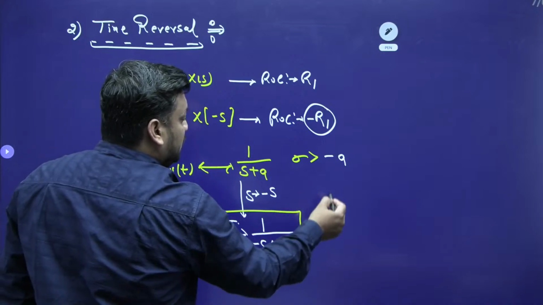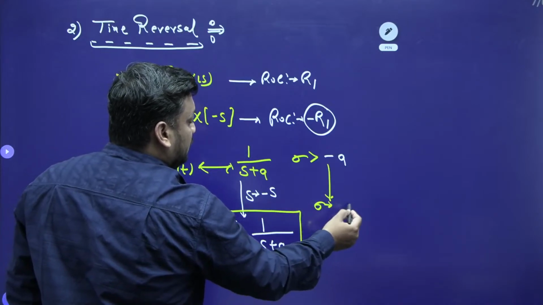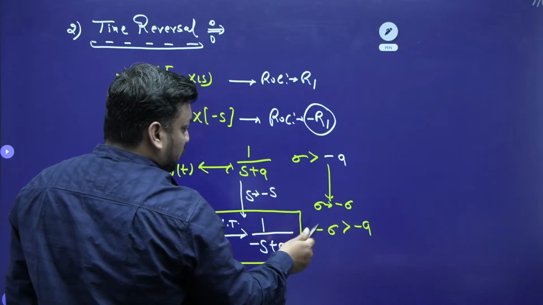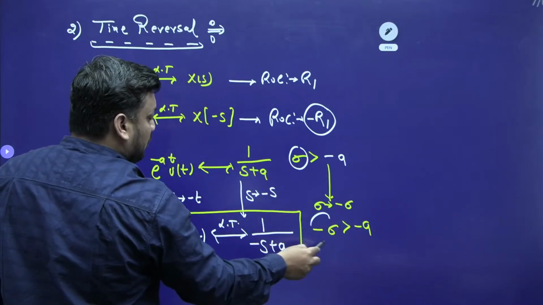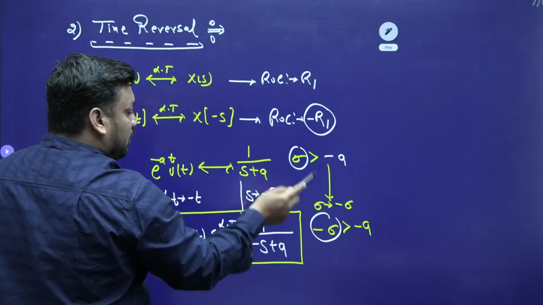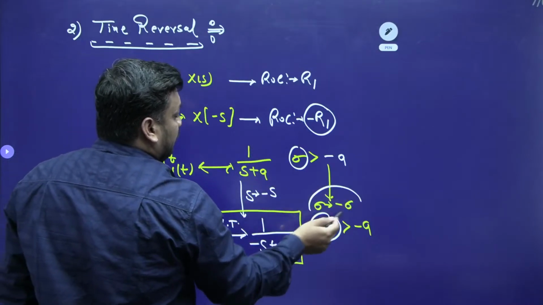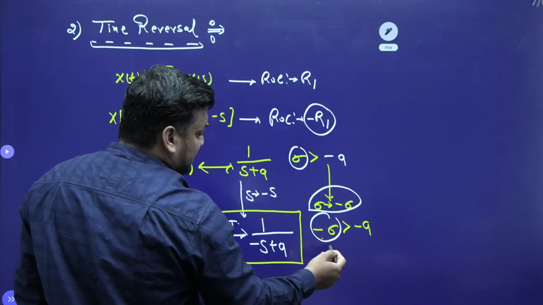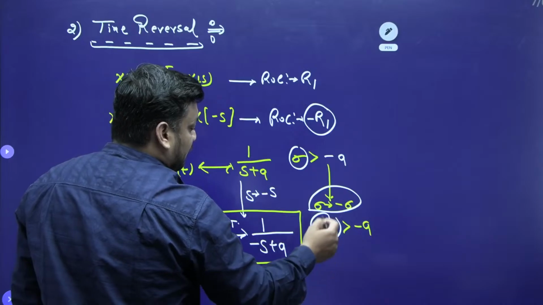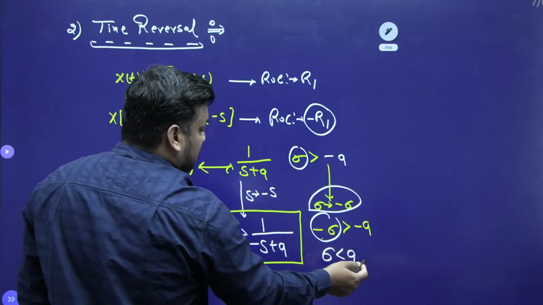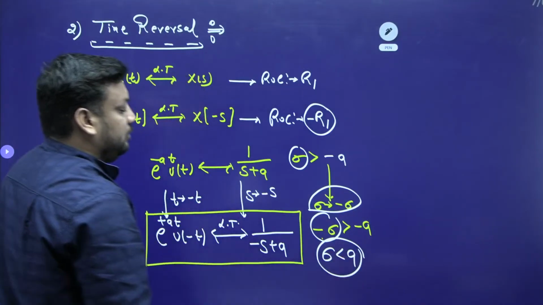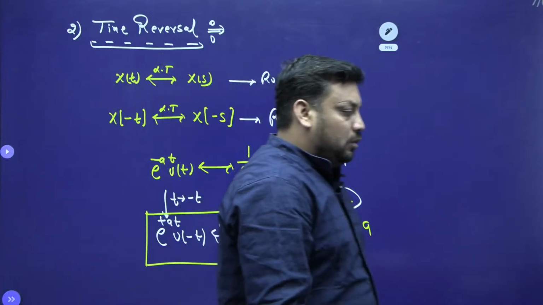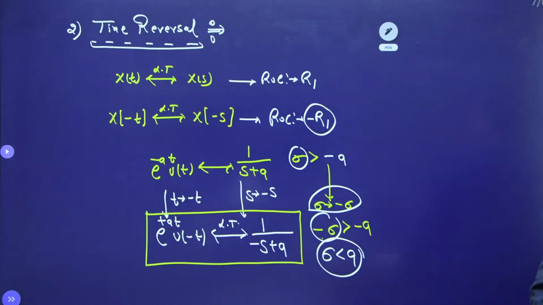And what is the ROC here? If sigma is replaced with -sigma, then we get -sigma greater than -a. So if the ROC is R1, it becomes -R1. Like that you can remember. However, you can make it positive by shifting between left hand side and right hand side, so sigma is less than a. So I think property number 2, time reversal property, is crystal clear to everybody.